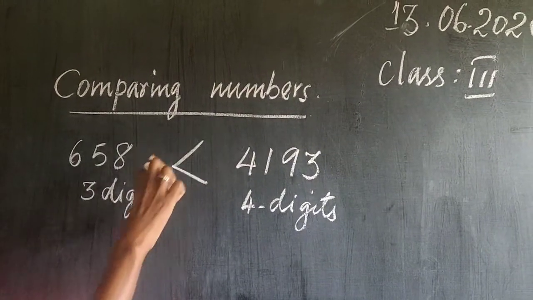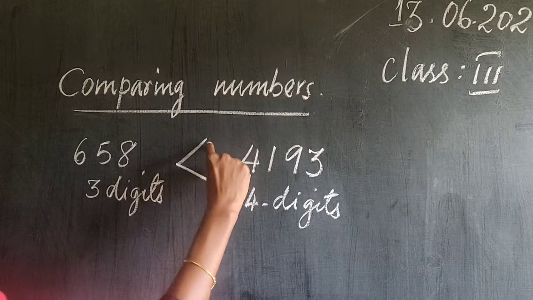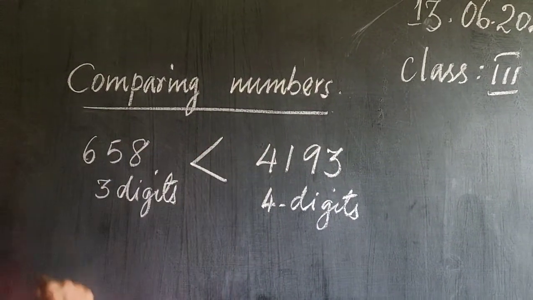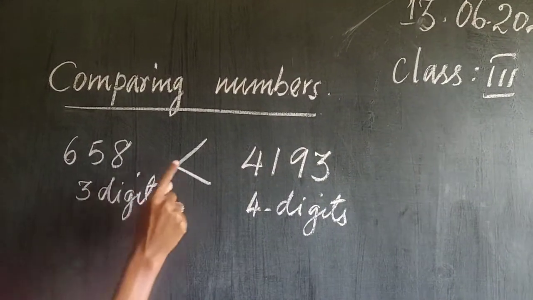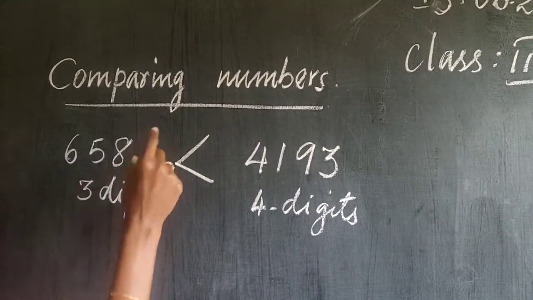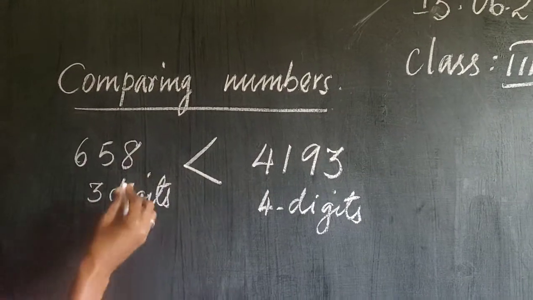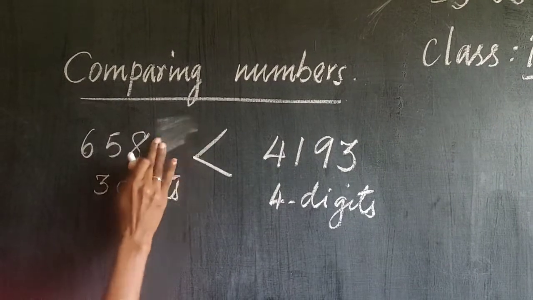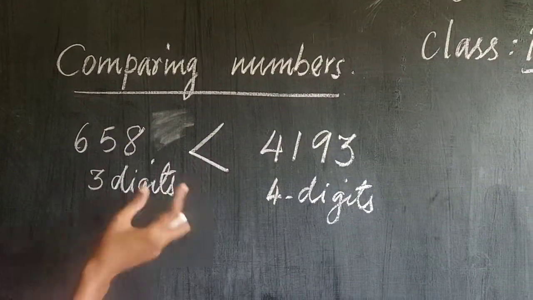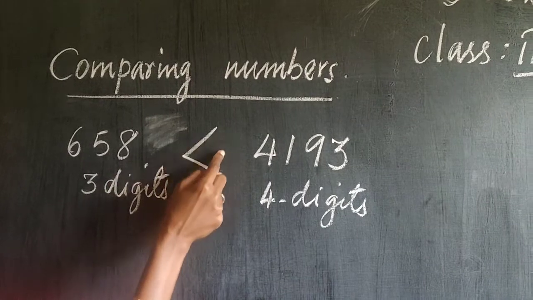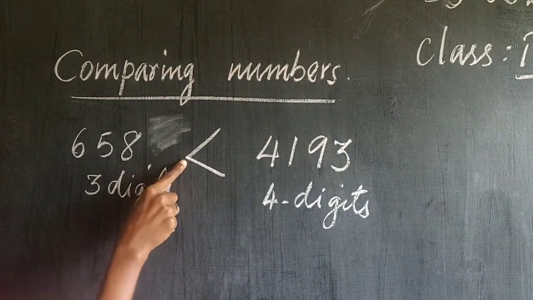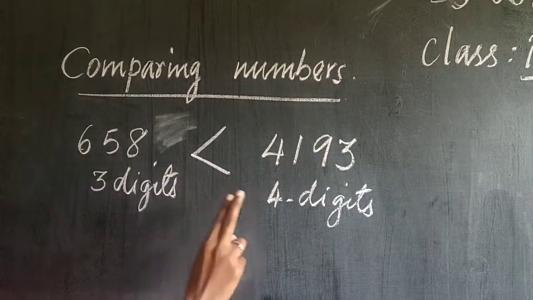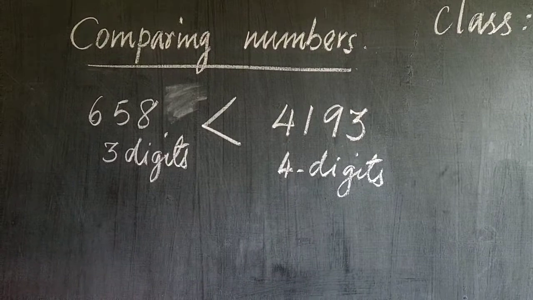When you put the greater than sign, you have to open the mouth towards the bigger number and close the mouth towards the smaller number. Don't make mistakes. Some children, when they say smaller number, write it like this. So it is wrong. The symbol is the same for greater than and less than. The only thing is, the open side will be the bigger number and the closed side will be the smaller number.